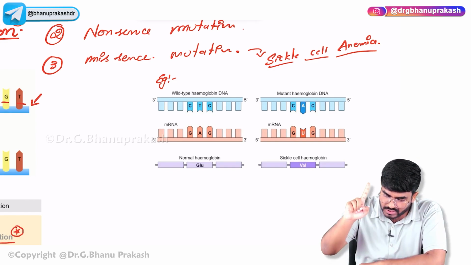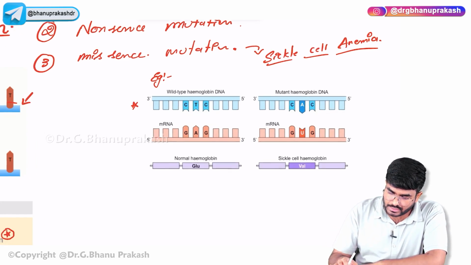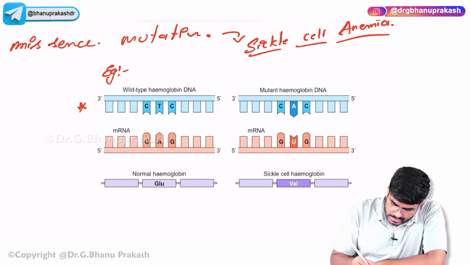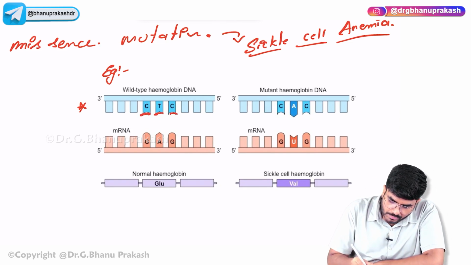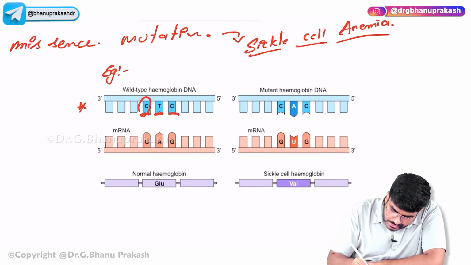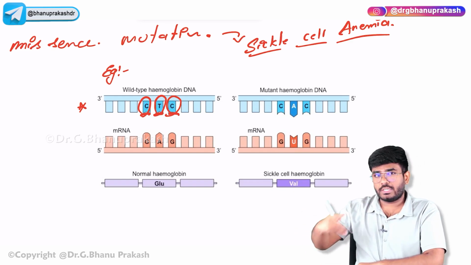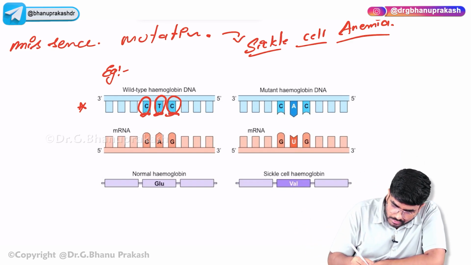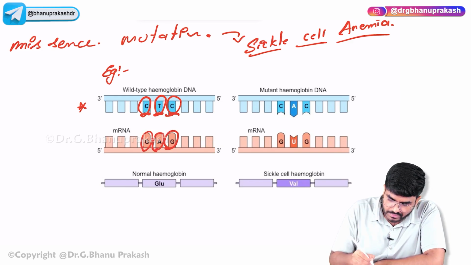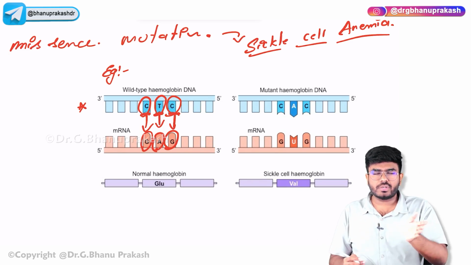First, let's start with the DNA. In the DNA, it was supposed to be CTC. The nucleotides are supposed to be CTC. Now, during the transcription process, in the mRNA, what do you have? GAG. Wherever there is C, there will be G, and wherever there is T, there should be A. You know that, right?